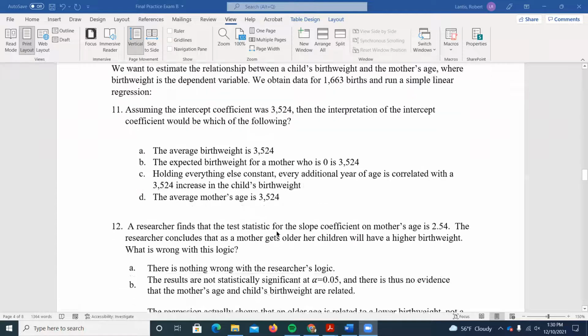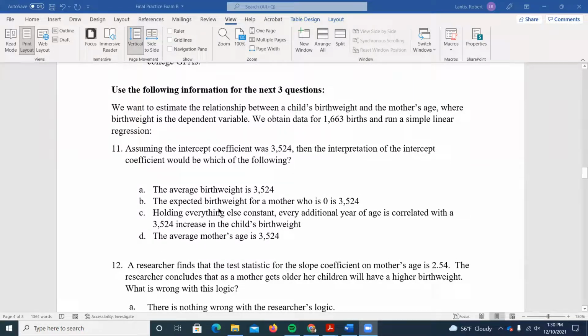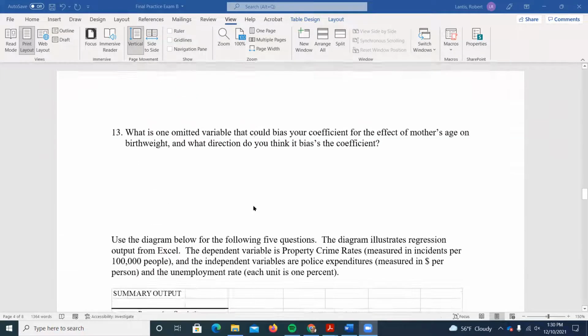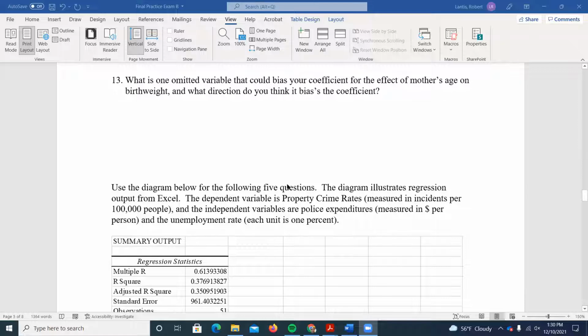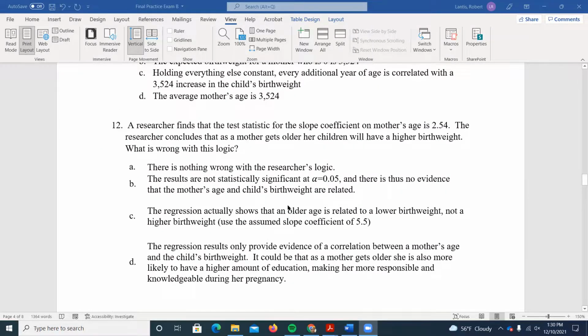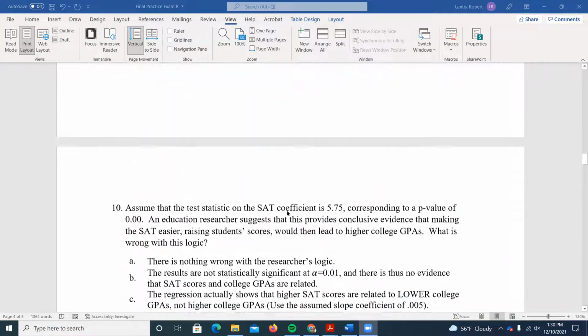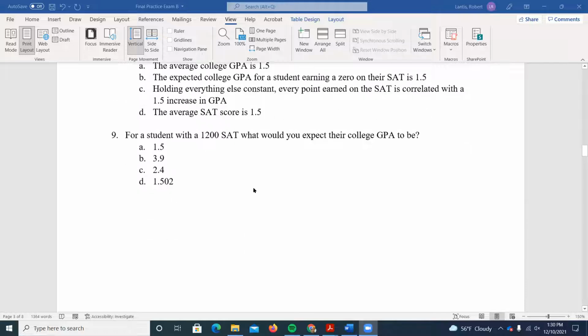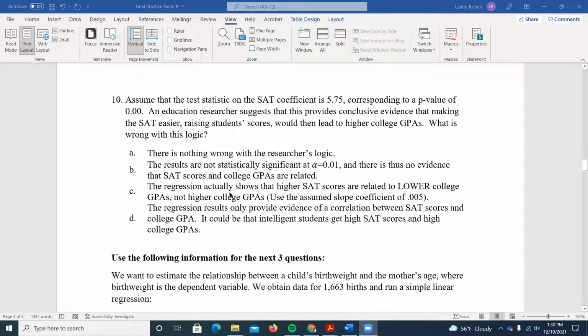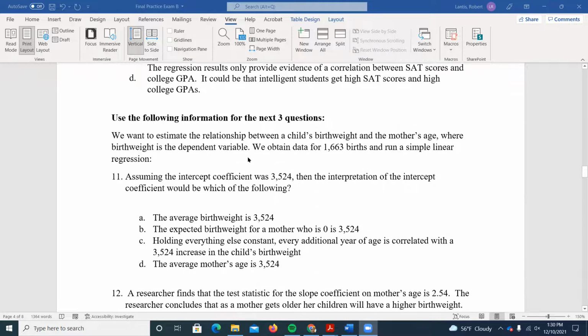I might skip around a little bit. I've got 20 minutes. I think I want to come down to this one. So we're going to skip down a little bit. Some of these other ones are a little bit easier. They're really just getting at the idea that we're picking up evidence of a correlation. We can't make a causal interpretation here.